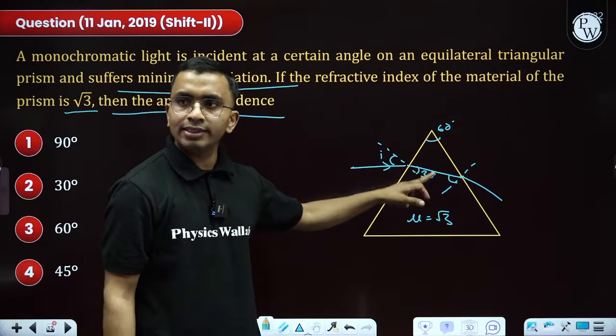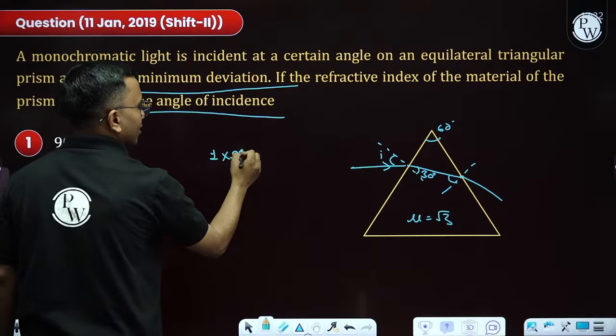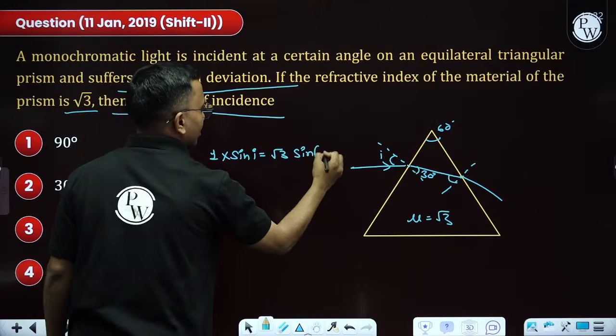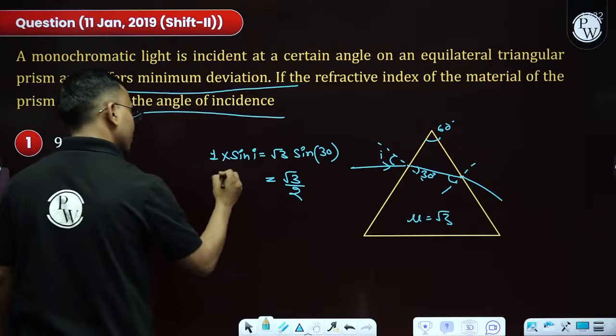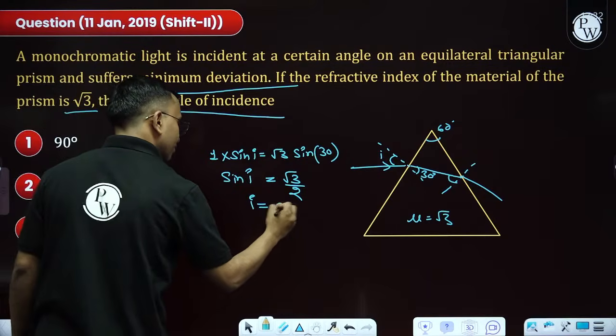Now I know this angle is 30 degrees, and I can use Snell's law here to relate i and 30. So I will say mu1, that is 1, into sin i is equal to mu into sin r. What is r? 30. So this is root 3 by 2. i comes out to be 60 degrees.